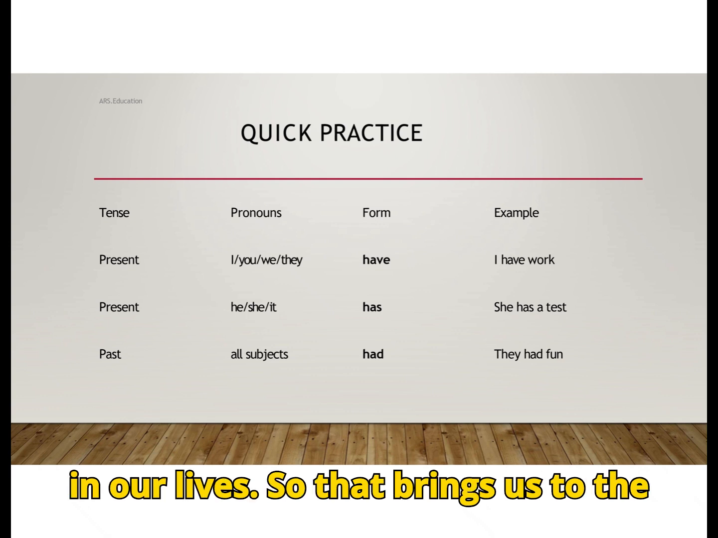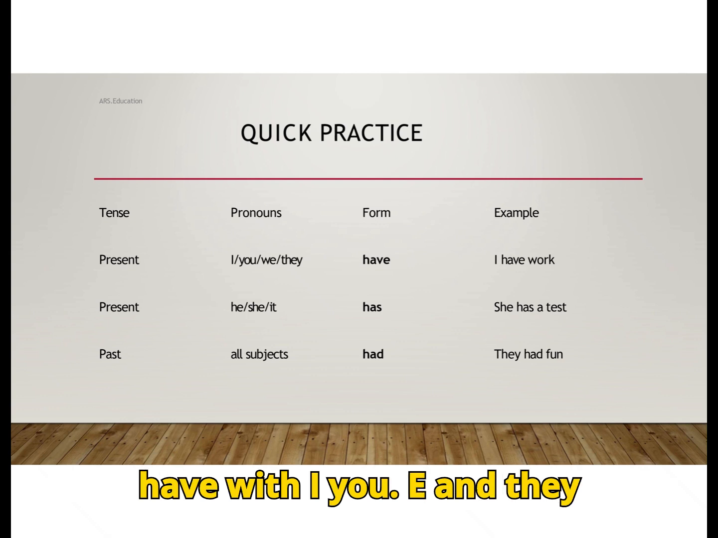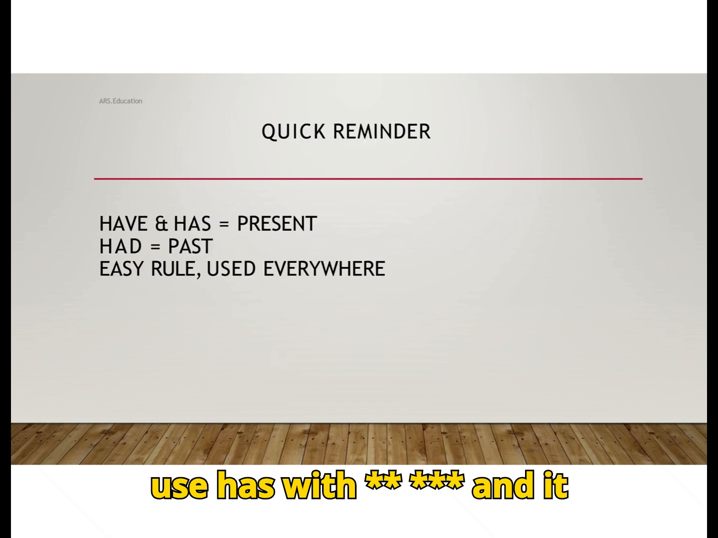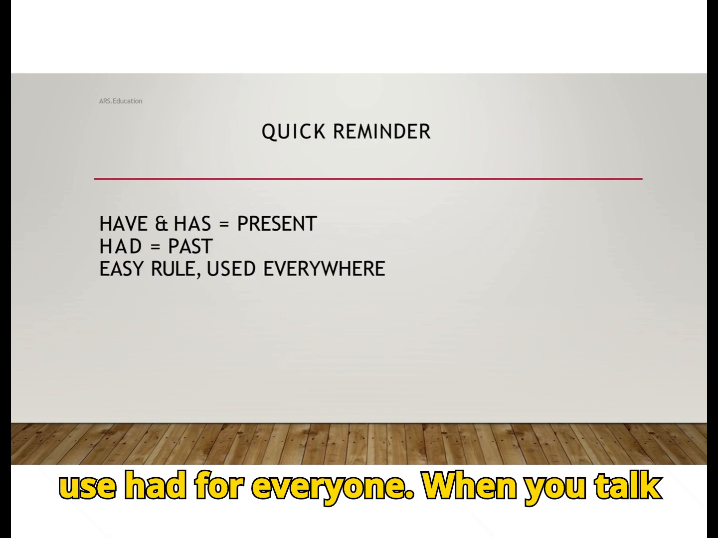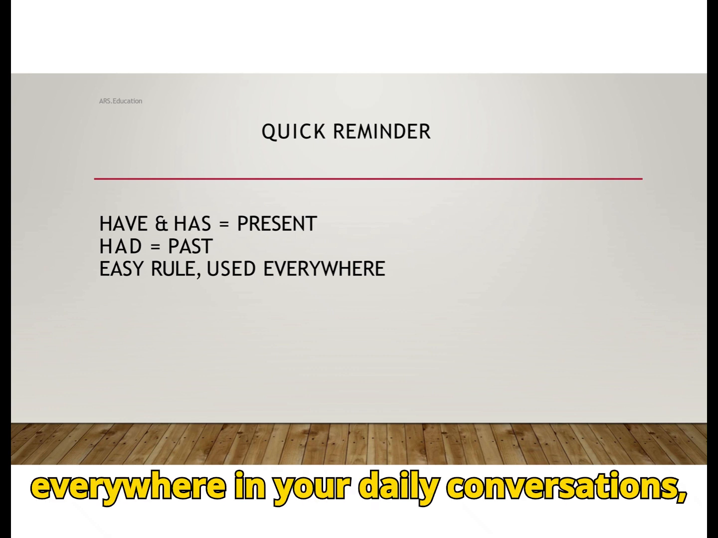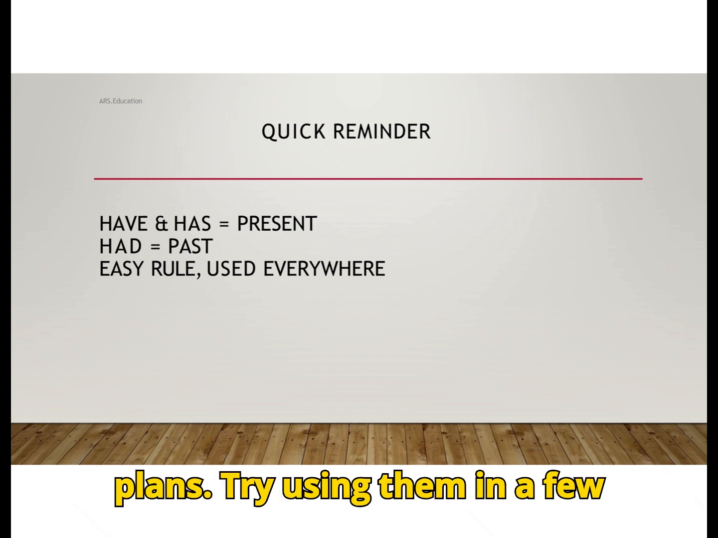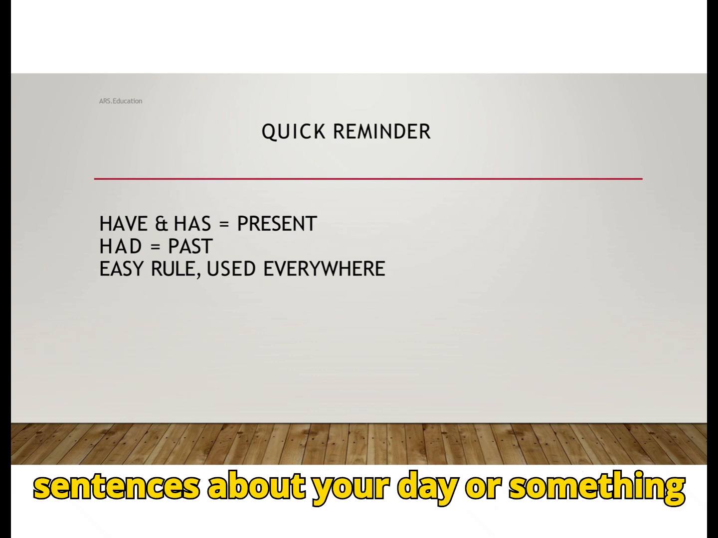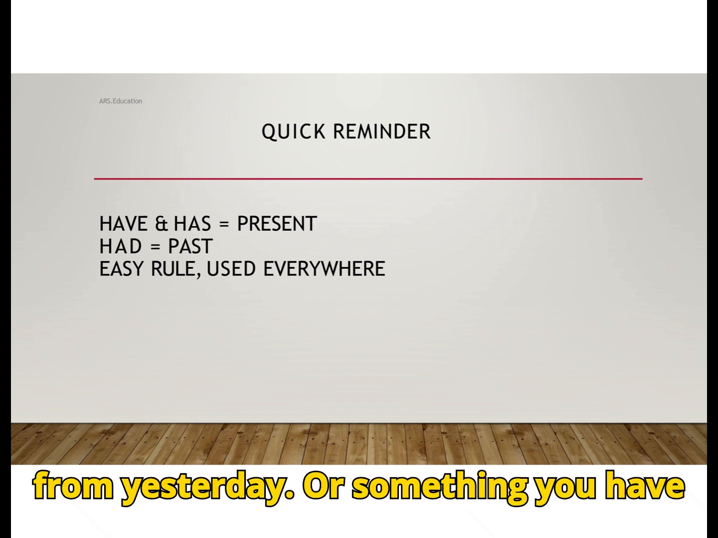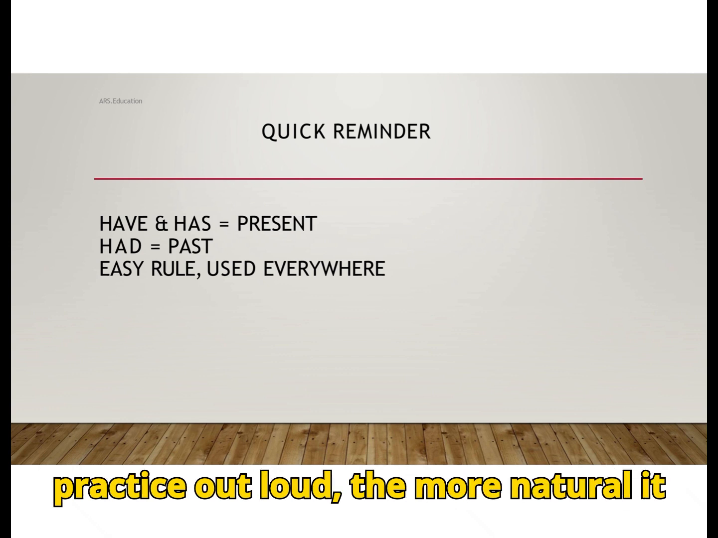So that brings us to the end of this unit. To keep it simple, use have with I, you, we, and they. Use has with he, she, and it. Use had for everyone when you talk about the past. These three words appear everywhere in your daily conversations, your stories, your memories, and your plans. Try using them in a few sentences about your day, or something from yesterday, or something you have experienced in your life. The more you practice out loud, the more natural it becomes.